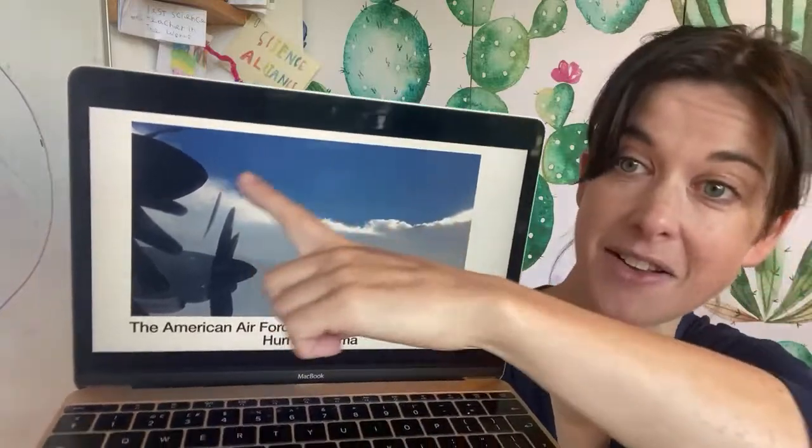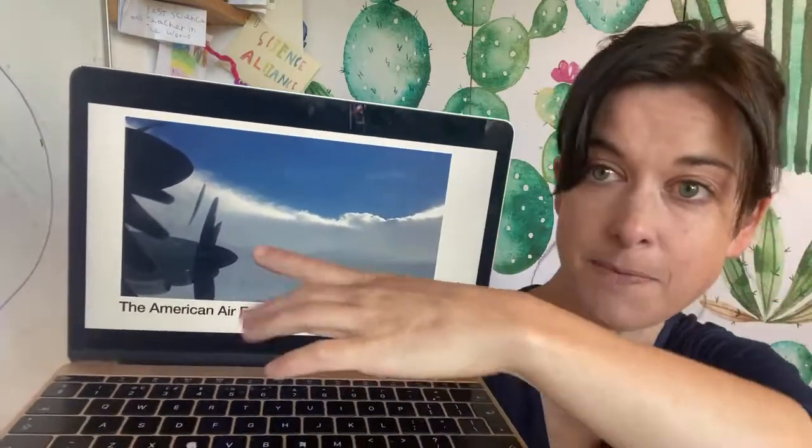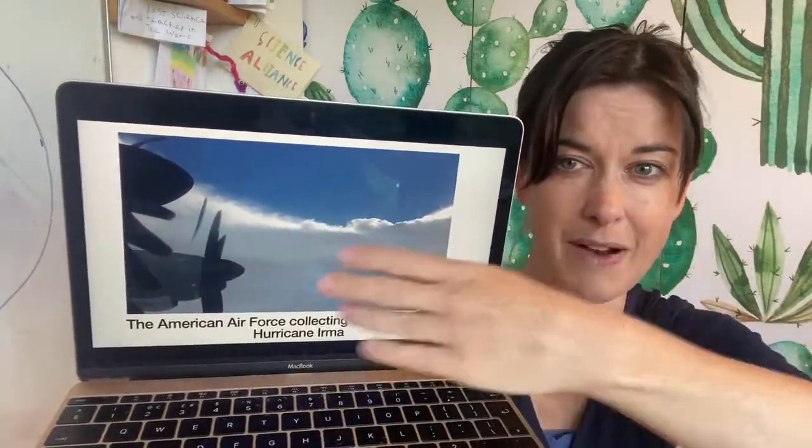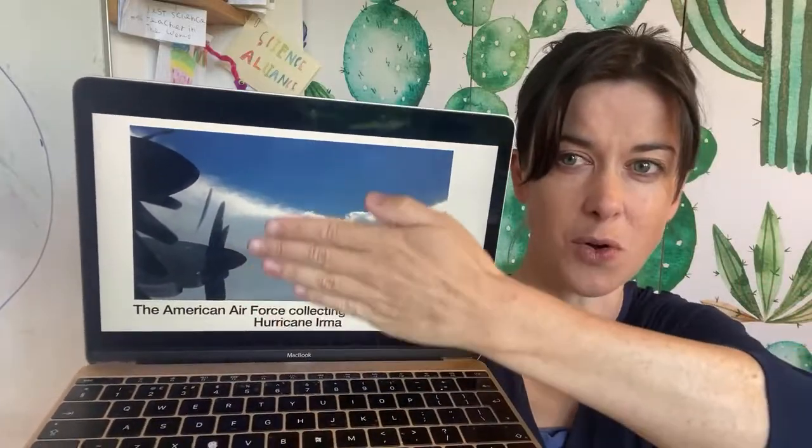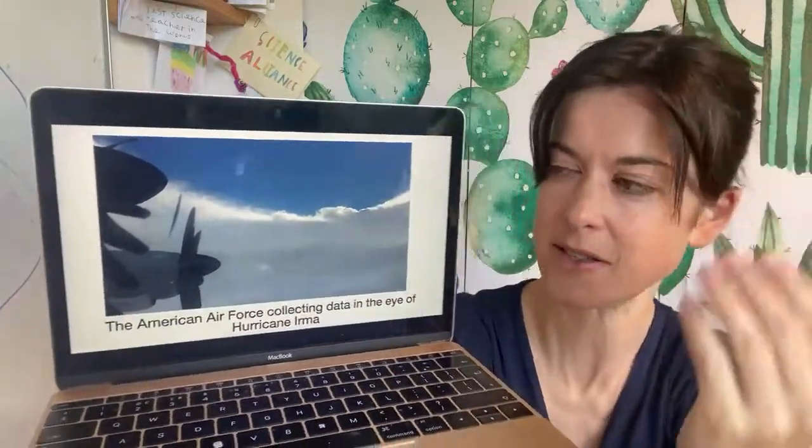So this is inside the eye. This is someone from the American Air Force. This is the hurricane wall. Apparently that's the most dangerous bit, the eye wall, because that's where the winds are the fastest.